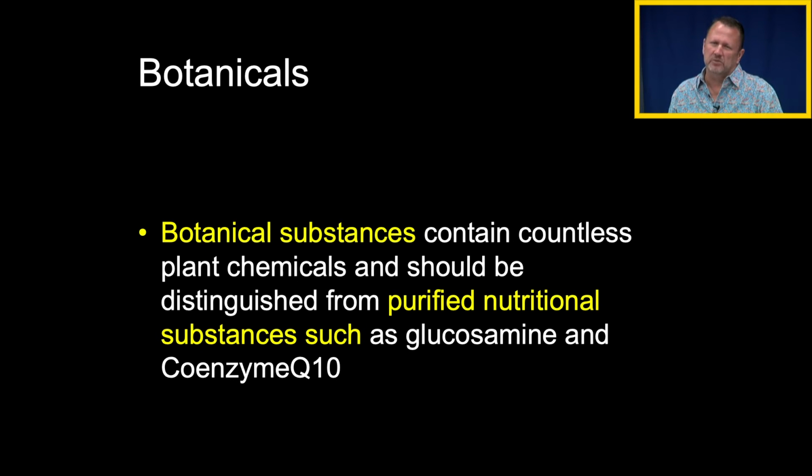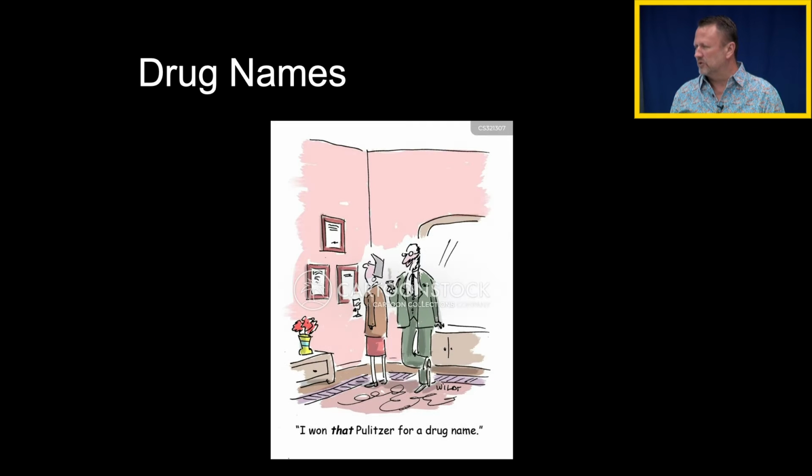The botanical substances, which are made of plants that contain all sorts of plant chemicals, are going to be distinguished from purified nutritional substances where they take a plant substance and then they separate something out, just like they do in the factory of a pharmaceutical plant. And that stuff's pretty explained in your notes.